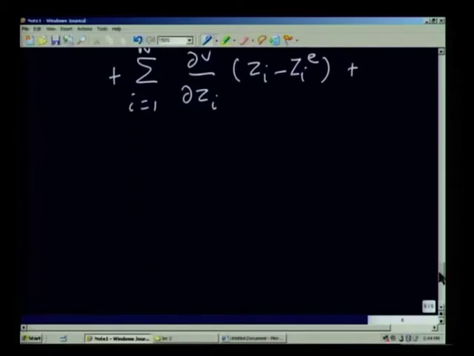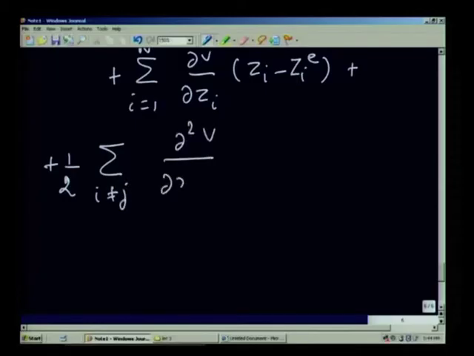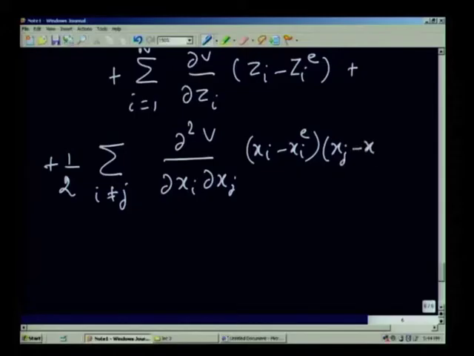and if you extend this to the quadratic term, what you have is 1 by 2 sum over i not equal to j, dou square v by dou xi dou xj times xi minus xie, xj minus xje, and you can write 5 more such products corresponding to yi yj, zi zj, then xi yj, xi zj and yi zj. There are 6 such terms, and this is called the quadratic term.